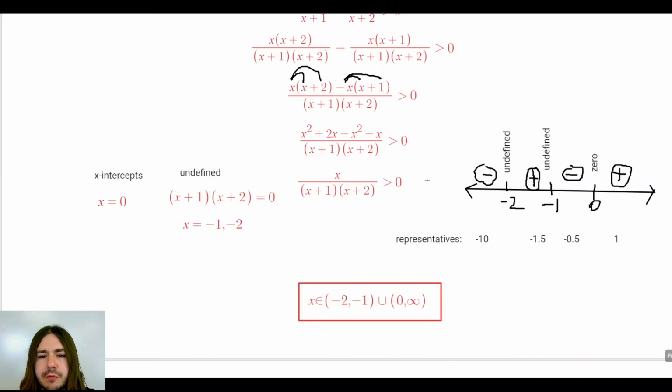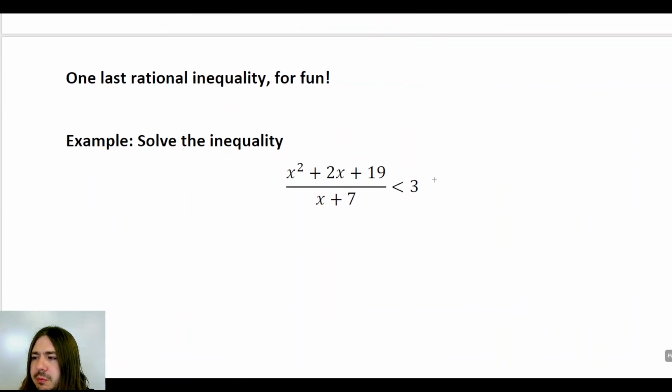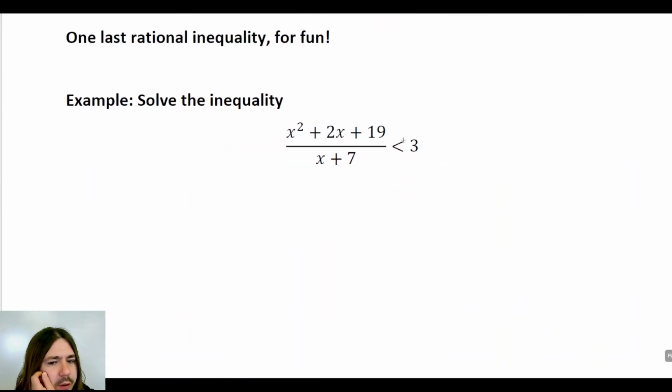So I've got one more example for you. This one's just for a little extra practice here. This one's going to kind of put everything together. We're going to have to find a common denominator. We're going to have to do some factoring. So let's just see if we can handle it.